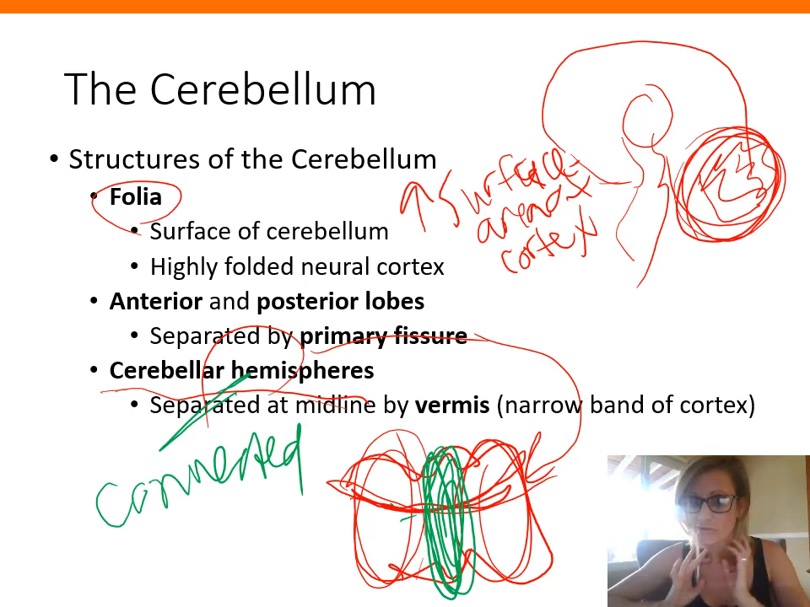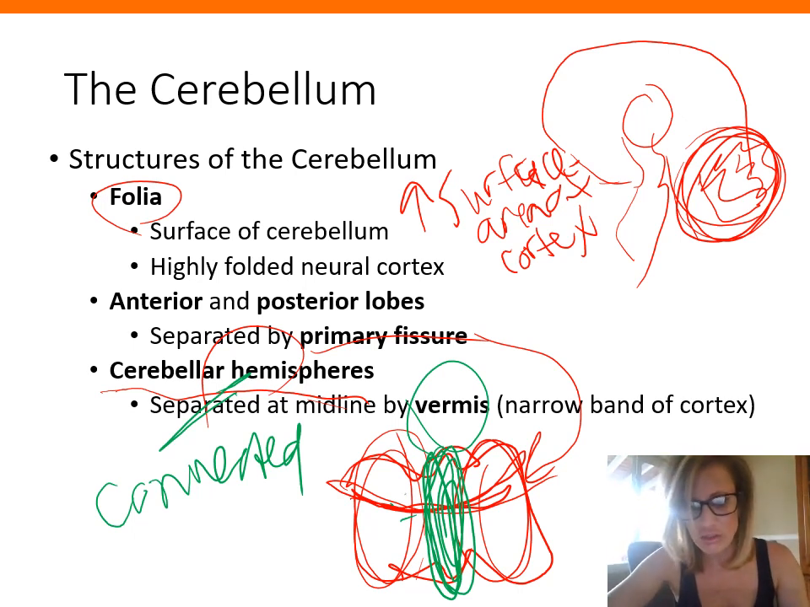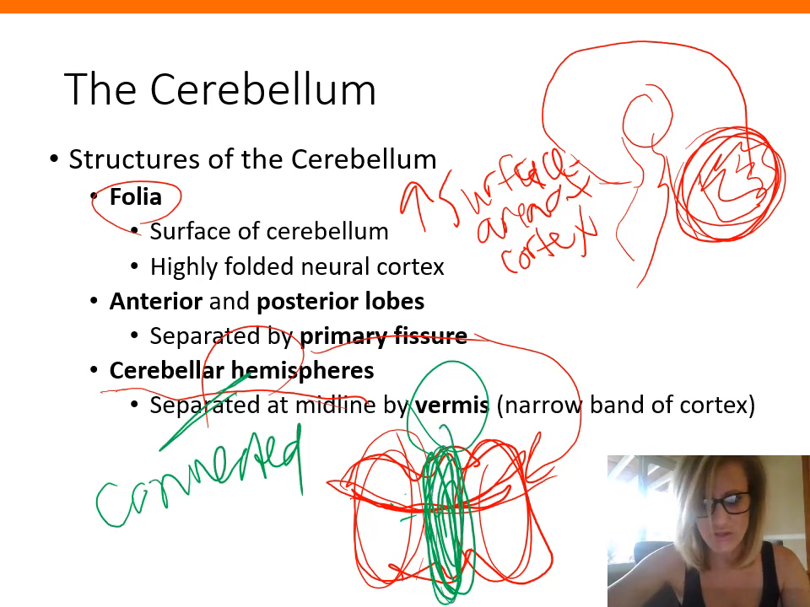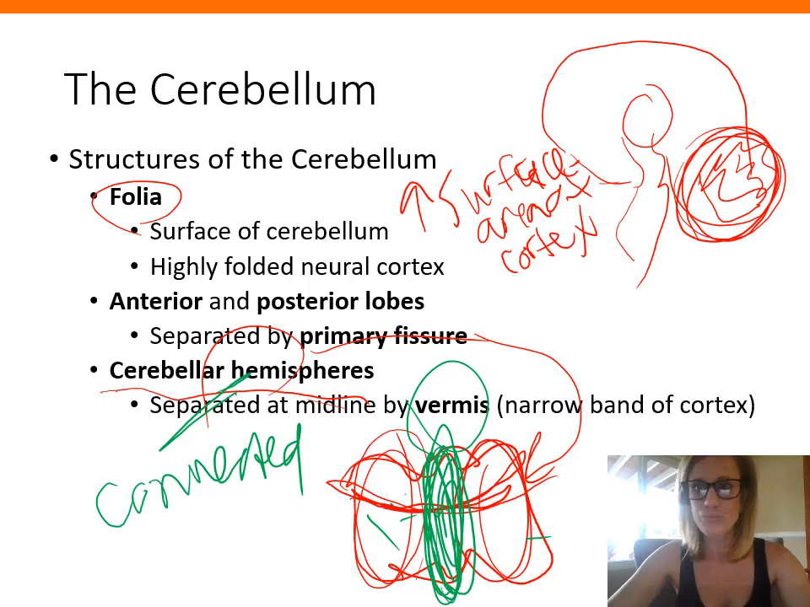like the appendix. Remember, the appendix is called the vermiform appendix, and vermiform means worm-like. The vermis looks like a worm. It's like a worm of cortex right here that connects the two cerebellar hemispheres to each other.